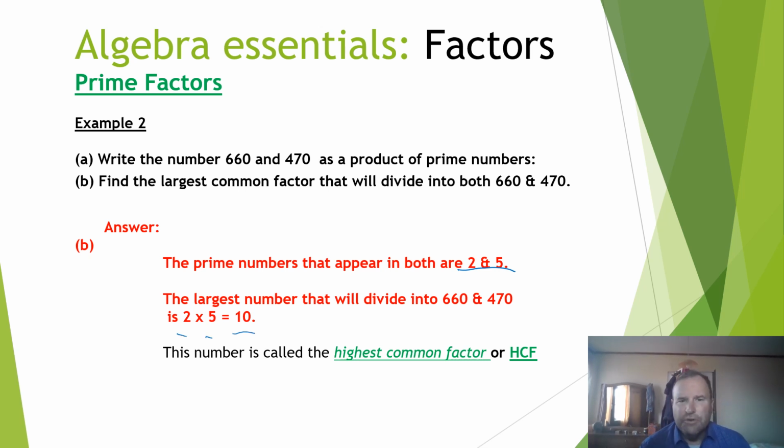So when you get that, that's called the highest common factor, or in short, HCF. Now we know the largest common factor that goes into 660 and 470 is the highest common factor, which is the number 10 in this example.